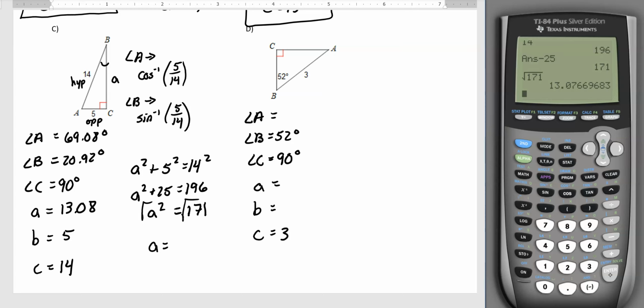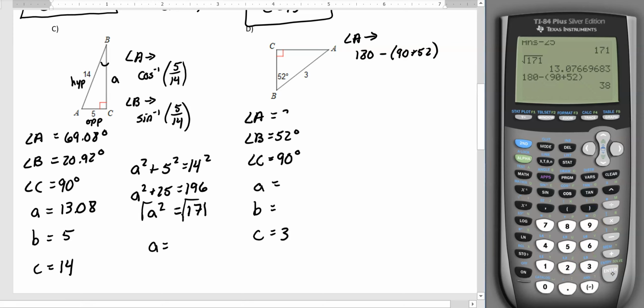So let's start by figuring out angle A. So angle A will be 180 minus 90 plus 52. In my calculator, 180 minus parentheses 90 plus 52, close parentheses, enter, 38. So A is 38 degrees, very good.